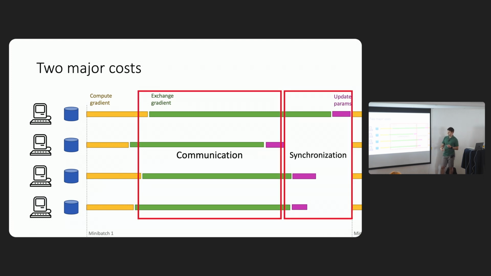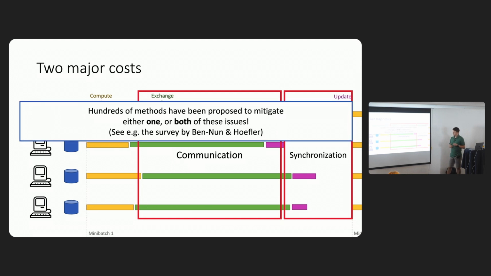So notice we're paying two things here. This would be roughly the communication cost. During this green part, everything is being communicated. And then this is the synchronization, the waiting part. Okay? And we ideally want to reduce both of them.